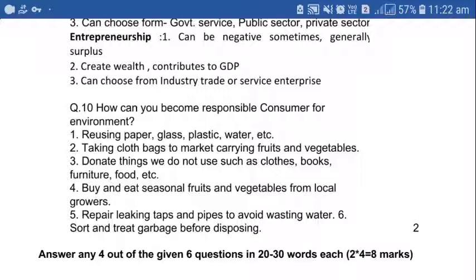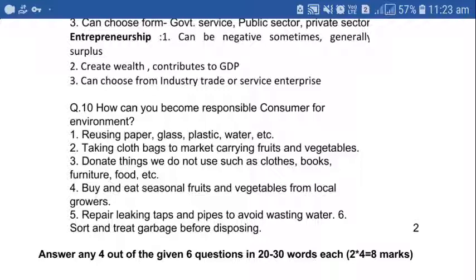Number 3 is donate things we do not use, such as clothes, books, furniture, food, etc. So whatever things you are not using, you can donate to others. It means others will utilize your given items, so that person does not need to purchase a new one.